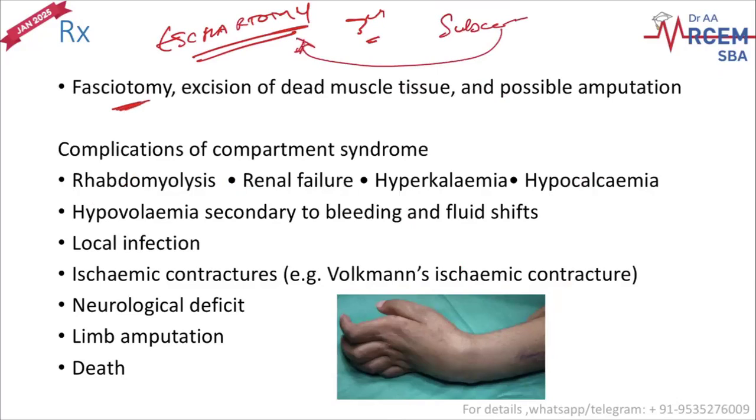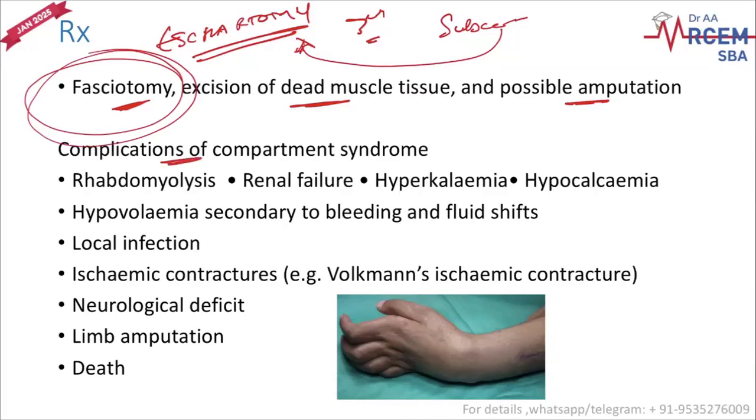In fasciotomy, you dissect and remove all the dead tissue, and possible amputation might also be required. So fasciotomy is the treatment of choice for compartment syndrome. Escharotomy is only meant for burns, especially third-degree burns. So there is a differentiation between escharotomy and fasciotomy. What are the complications of compartment syndrome?